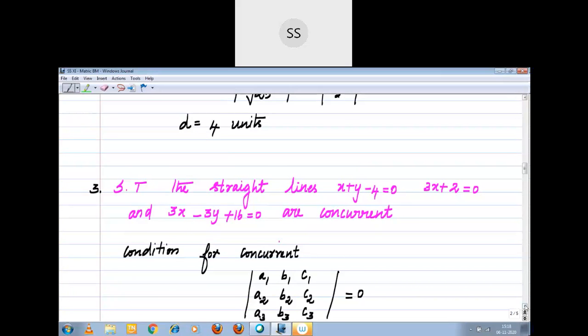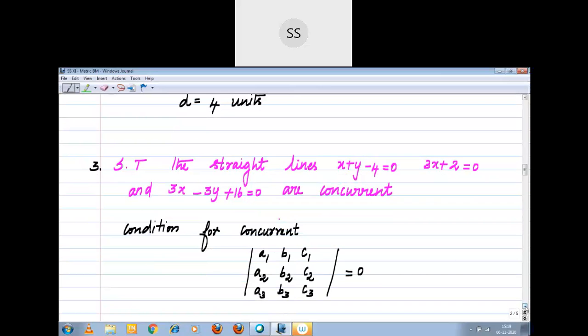Right? Here A1, B1, C1, what do they represent? The equation of the first line. The coefficient of x in the first line is your A1. Coefficient of y in the first line is your B1. Constant is your C1. The same way, coefficient of x in the second line is A2. Coefficient of y in the second line is B2. Constant in the second line is C2. Next, coefficient of x in the third line is A3. Coefficient of y in the third line is B3. Constant in the third line is C3.